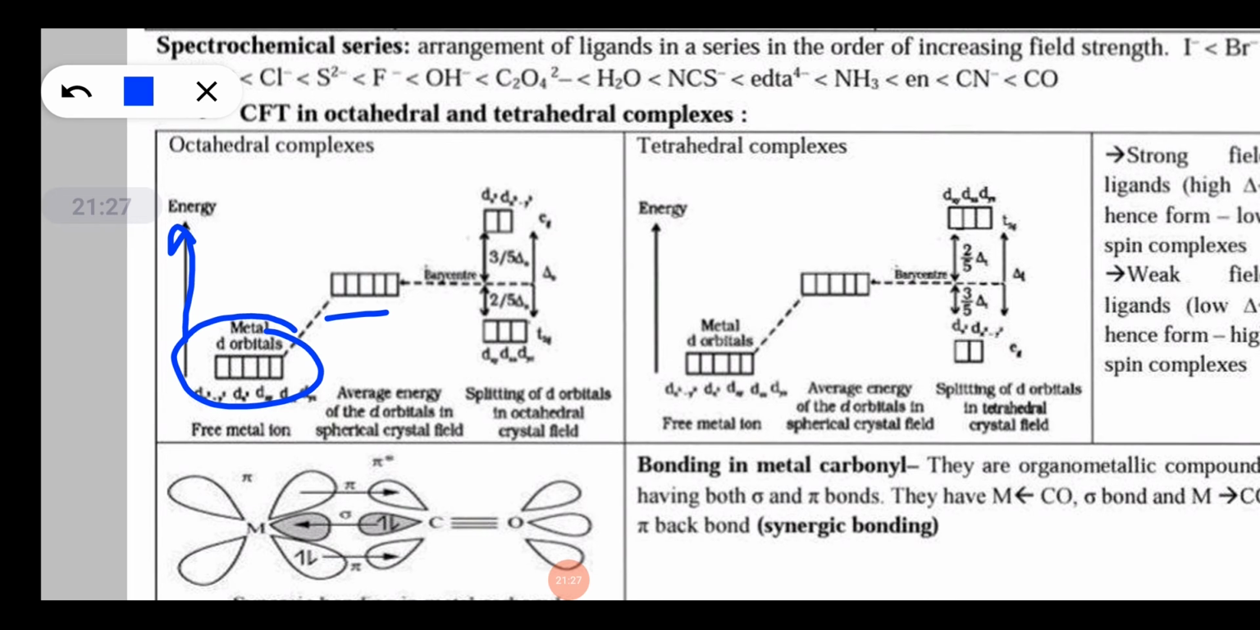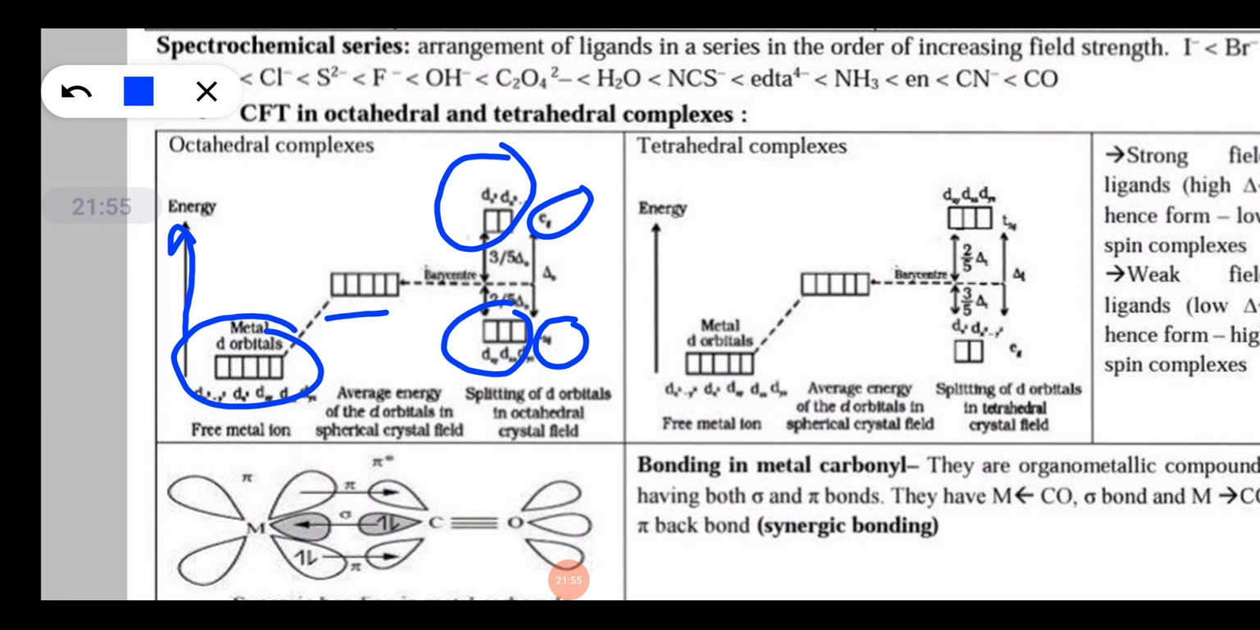Okay, and when the ligand comes so close that it forms an ionic bond or electrostatic bond, then the d orbital gets split into two sets. The higher set is called Eg and the lower set is called T2g. In the higher set, dz square and dx square minus y square orbitals are there, this is the Eg, and the lower set contains dxy, dyz and dzx, these three orbitals of the d orbital, and this is the T2g type.